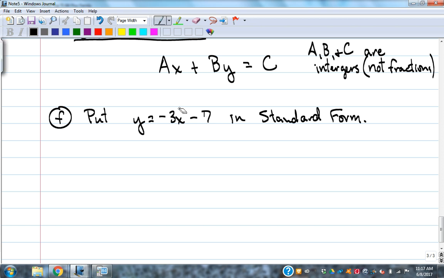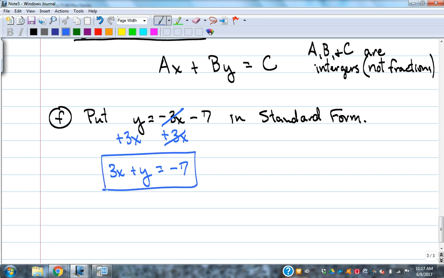So how do I move this x over there? Yeah, that's right. Add 3x. Cancels. 3x plus y equals negative 7. Guess what? That's standard form. You're done. Okay? So if you can get an equation in slope-intercept form, you can get it in standard form in 1 step. If there are no fractions. If there are fractions, I'm going to show you what to do then.